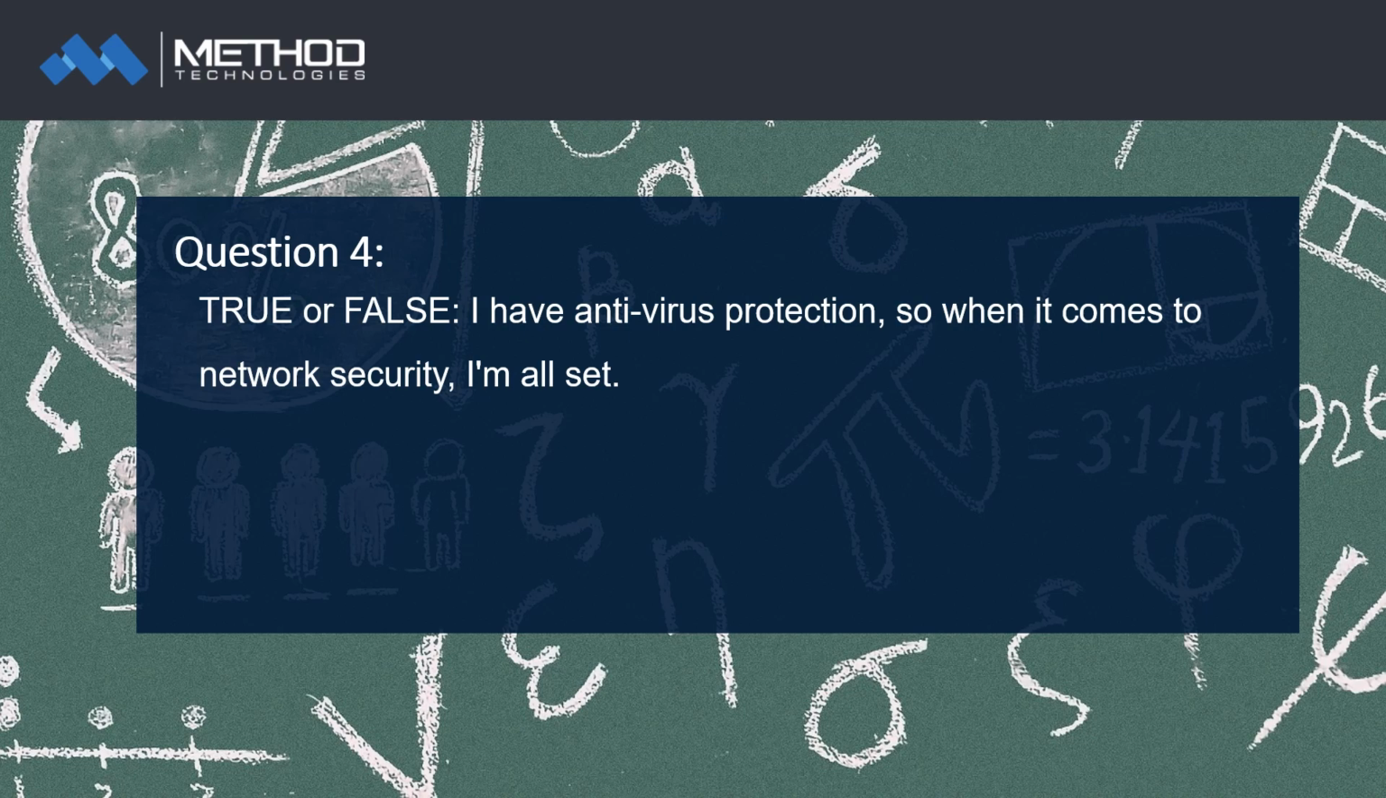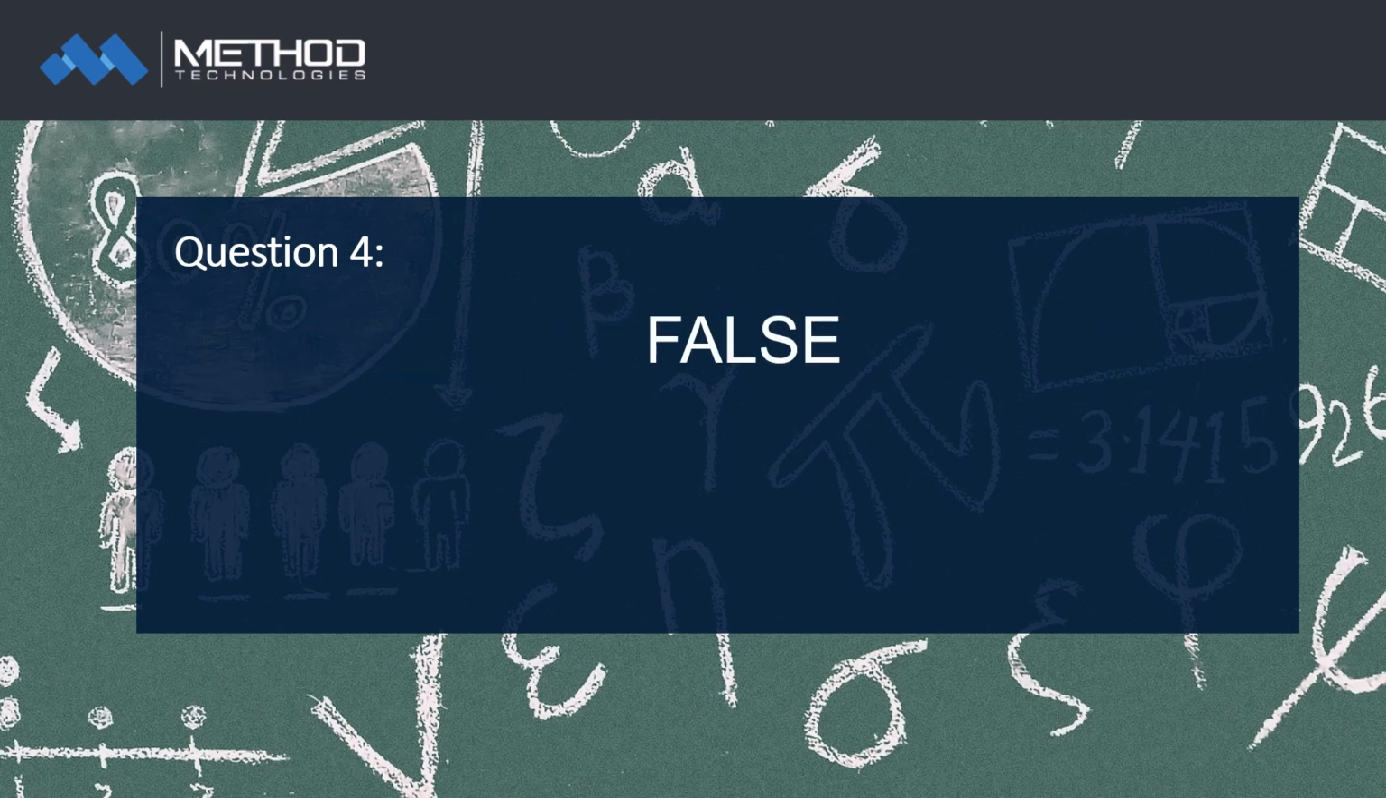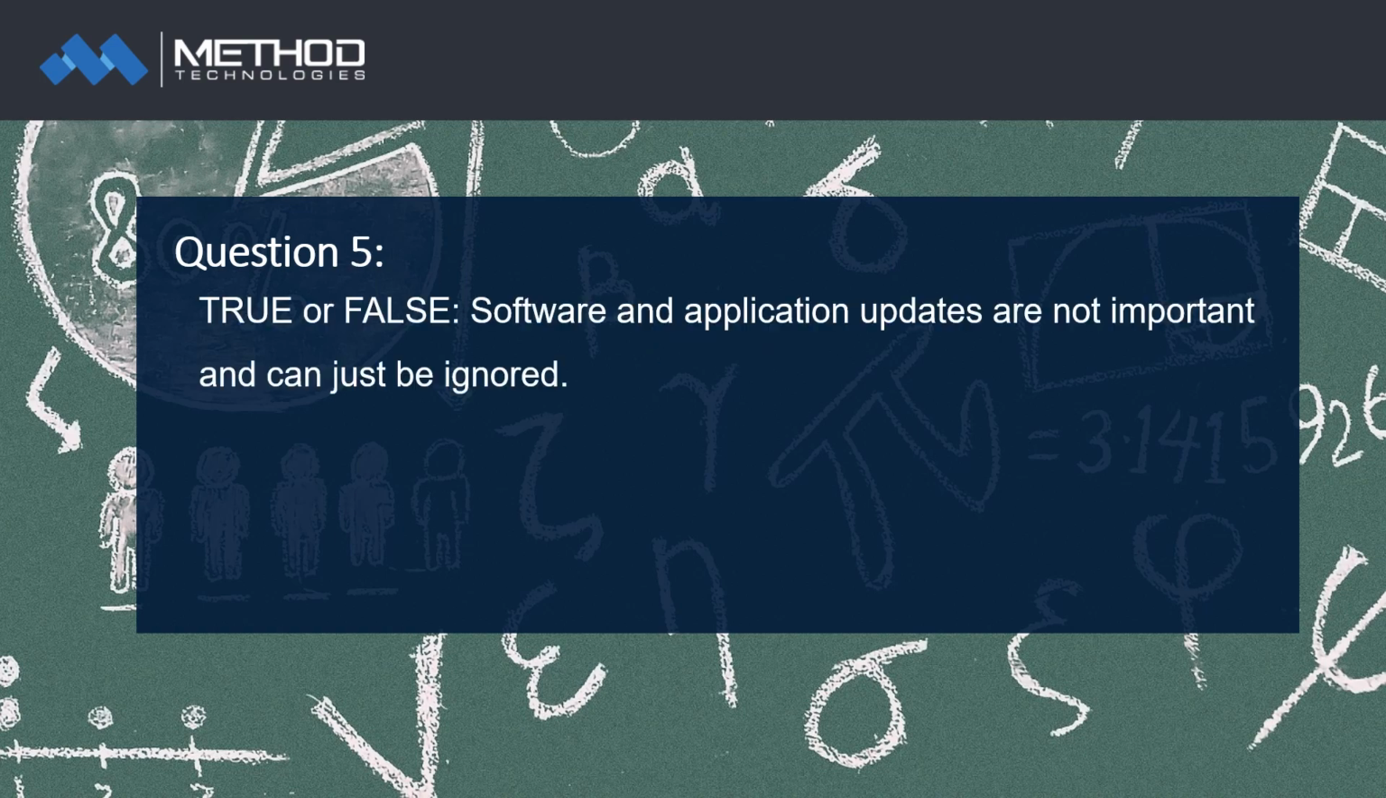Question 4, true or false? I have antivirus protection, so when it comes to network security, I'm all set. False. Again, it's important to have multiple levels of protection and policies and procedures and technologies in place. Antivirus used to be pretty decent, but now with the amount of threats there are out there, you want to have other security procedures in place, and again, just a general knowledge of what's out there. Education really goes a long way to help protect against this sort of thing.